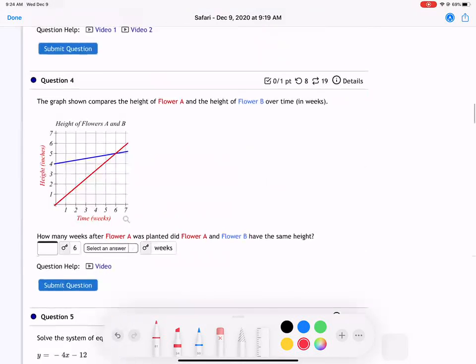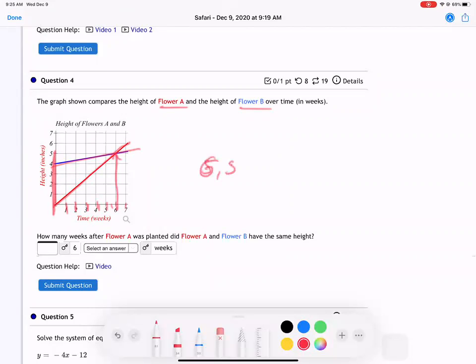So this is a kind of a word problem, and it says the graph compares the height of flower A, here's flower A, to the height of flower B over the weeks. So as the weeks go by, the flowers are growing. How many weeks after flower A has planted did flower A and B have the same height? So if we got started at 0, how many weeks did it take for flower A to catch up with flower B?